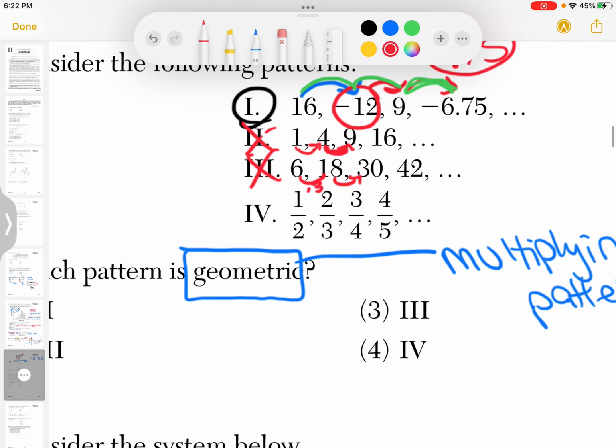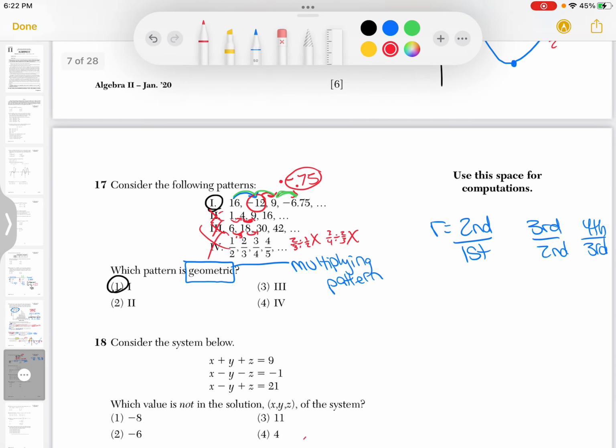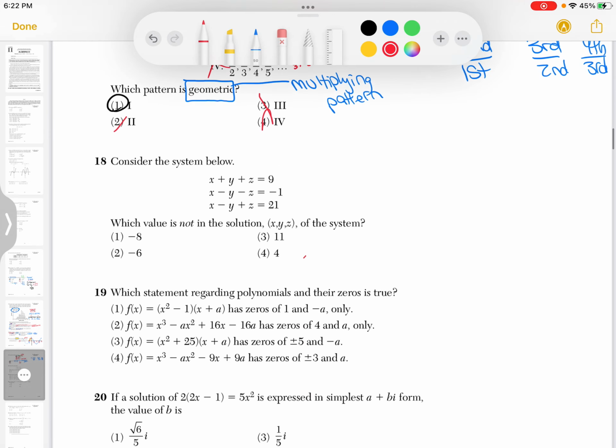Next one's a little bit tougher, but you can do the division trick again. So do 2/3 divided by 1/2 and then try 3/4 divided by 2/3, and you'll notice you do not get the same values. So that one's out as well, which leaves us with choice 1.